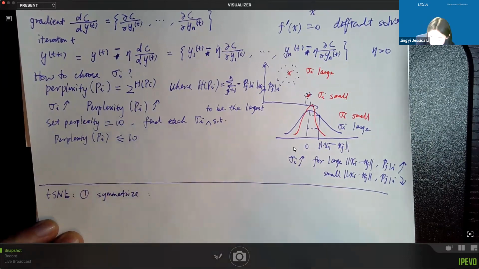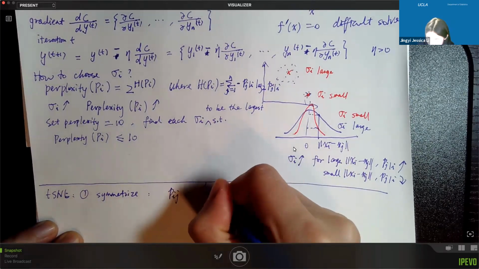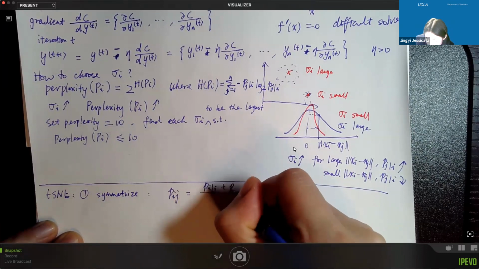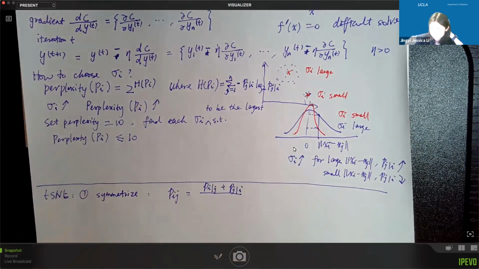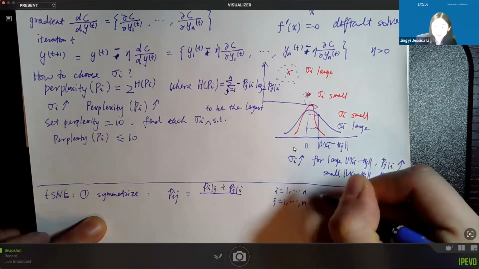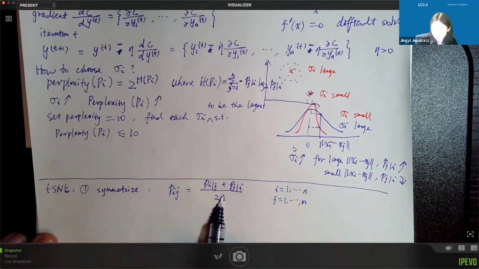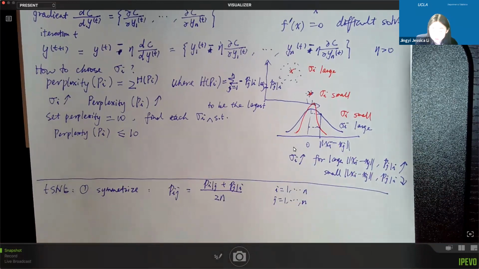What we do is define p_ij as equal to p_i|j plus p_j|i. And we want to make sure that the summation of p_ij, for i from 1 to n and j from 1 to n, so it's n squared pairs, sums up to 1. So we want to divide this by 2n. We need an n here to make this normalized. In other words, we're not treating each point as a center as in SNE. Instead, we are just encoding pairwise distances into the symmetric probability.